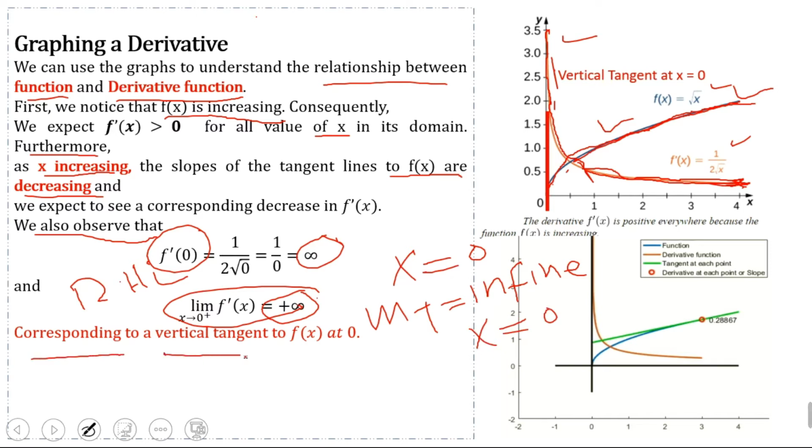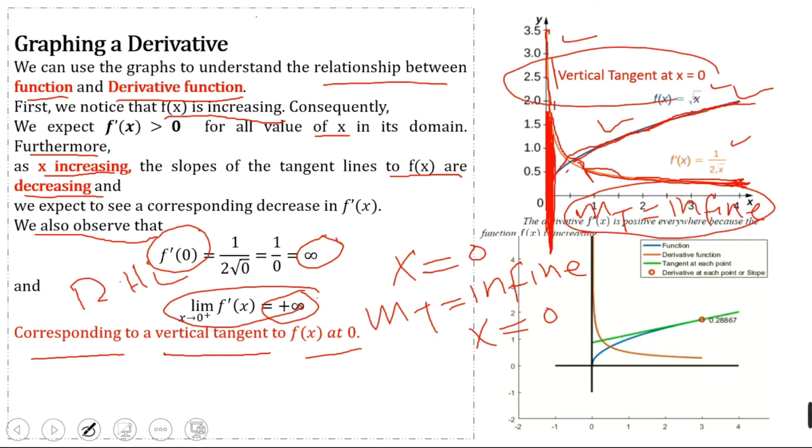So this corresponds to a vertical tangent to f of x at 0. At this point, x equal to 0, the function has a tangent line, and the slope of the tangent is infinite. When the function has a vertical tangent line, then the function is not differentiable at that point. So this is the relationship between the derivative function and the given function when the function is increasing.